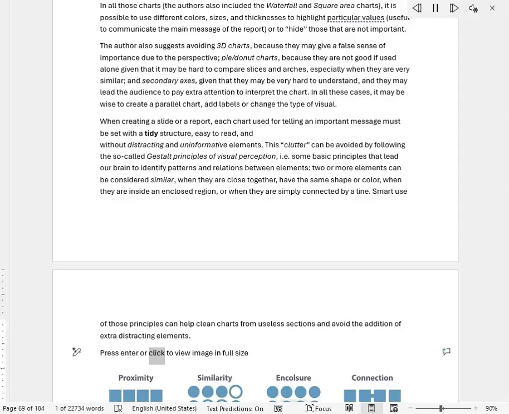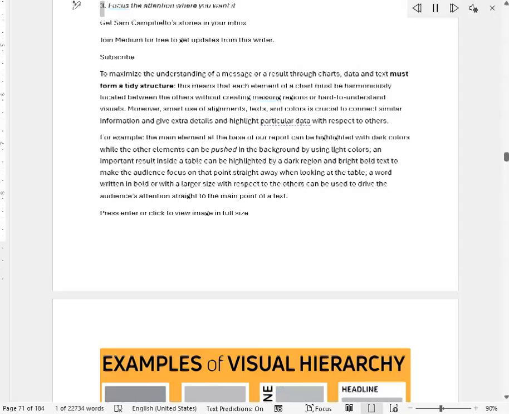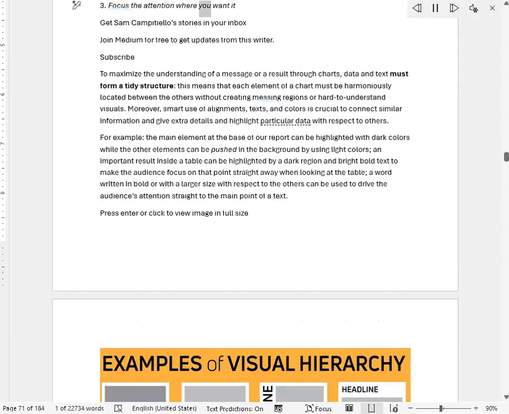3. Focus the attention where you want it.